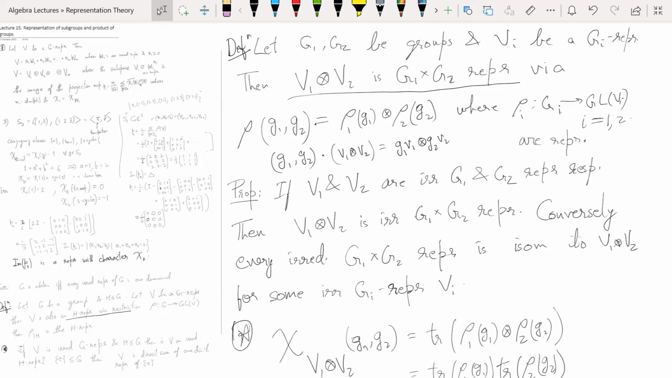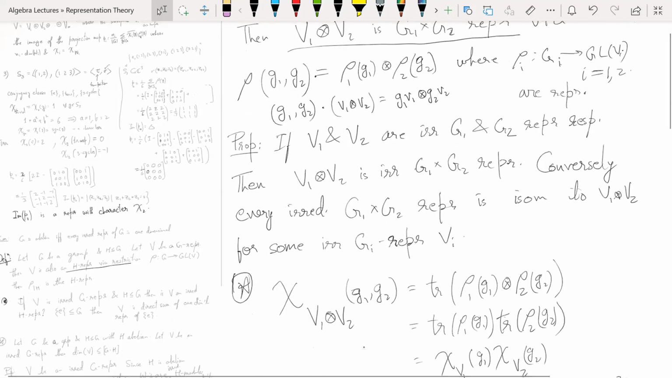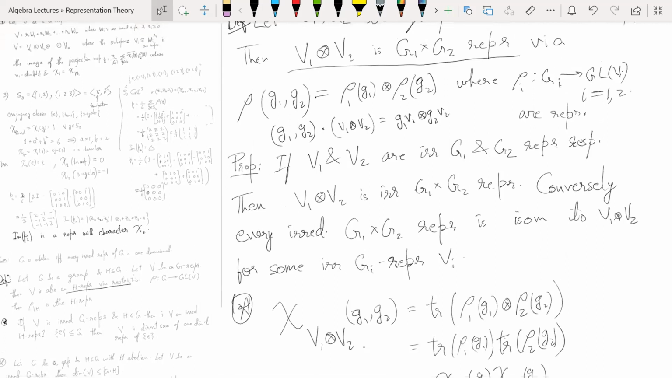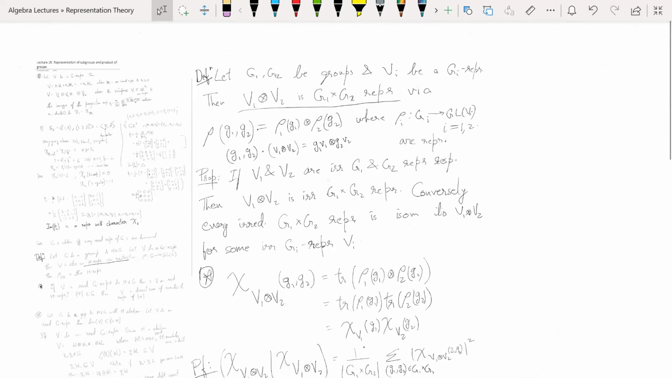So let's see a proof of this proposition. Before that, let's try to compute the character, because that is how we'll prove it. What is the character of V1 tensor V2? V1 tensor V2 is a representation of G1 cross G2, so we just evaluate it at (G1, G2). So it is the trace of this tensor product. You remember what this tensor product is? Maybe I should have recalled the tensor product of matrices. So maybe I'll recall it here.